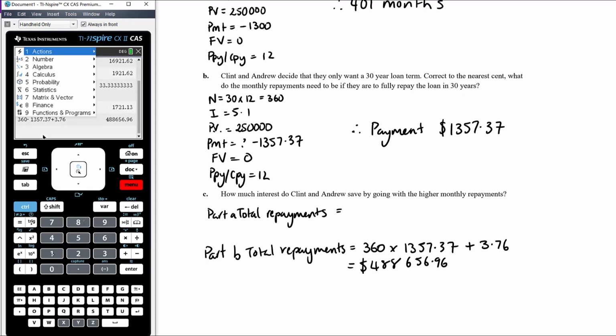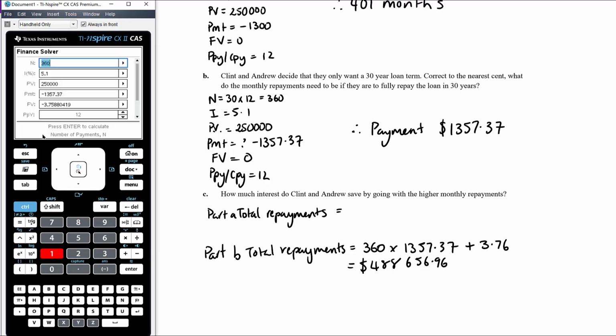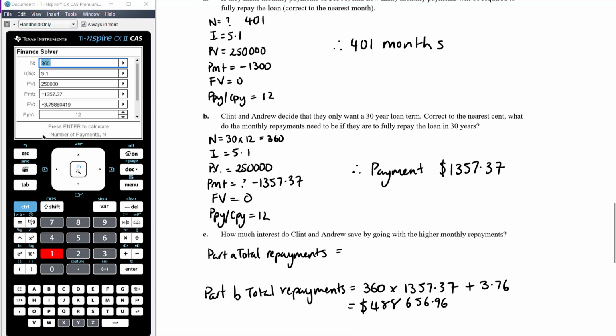Now let's go back and do part A. So menu 8.1, back to my finance solver. So in part A, we were making 401 payments. Same interest rate, same principal value. The payment was negative $1,300. We'll work out the future value.